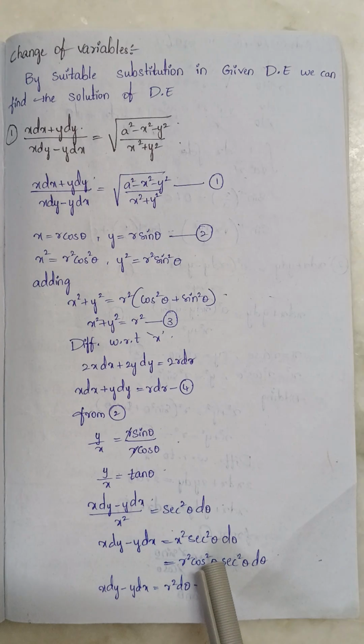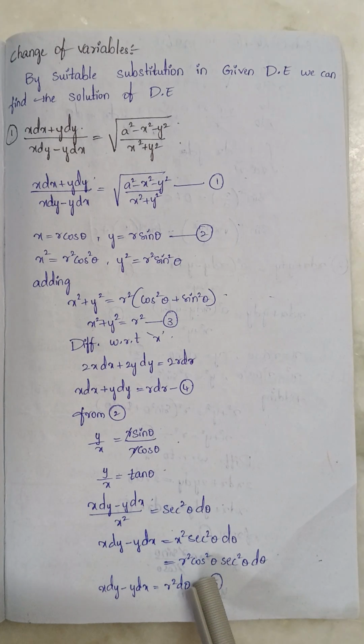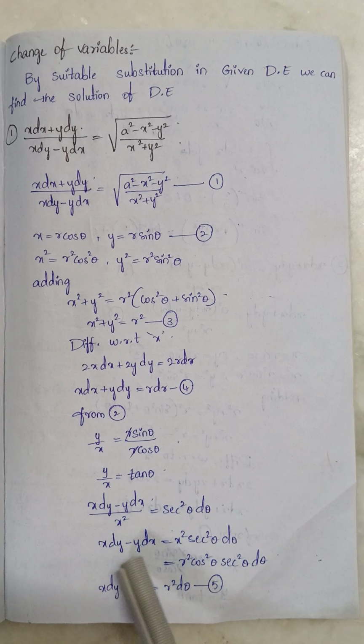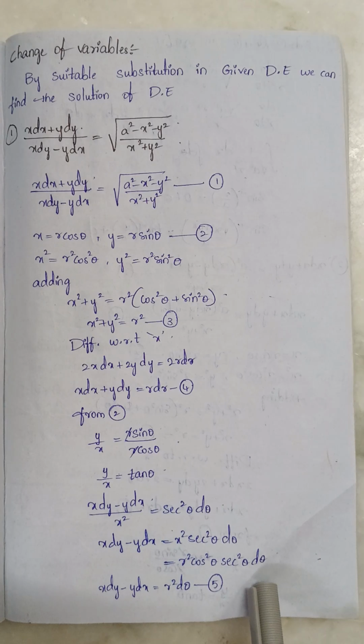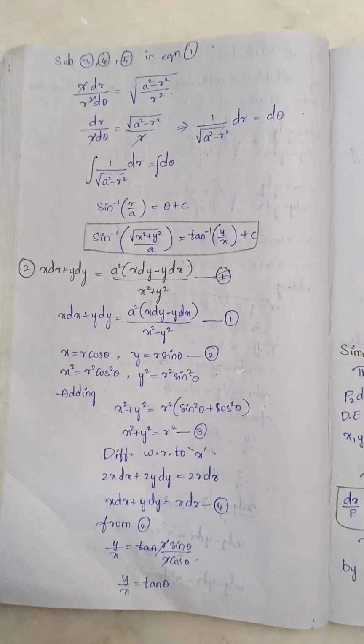Now we can convert x in terms of r. x square is r square cos square. So substitute here. Then cos square into the reciprocal of cos square, secant square, whose product is 1. So r square into d theta. So x dy minus y dx equal to r square into d theta. So we got all these values. Then substitute all these values.